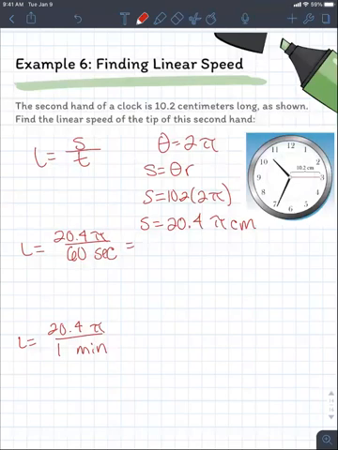So let's go to our handy dandy calculator. 20.4 pi divided by 60. In seconds, it would be 1.07 centimeters per second. And in minutes, it would be 64 centimeters per minute.